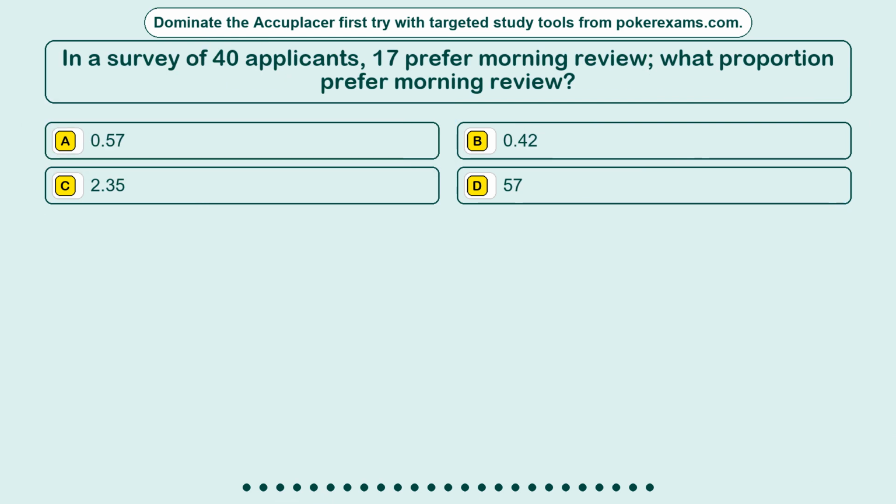Question 9. In a survey of 40 applicants, 17 prefer morning review. What proportion prefer morning review? Option A, 0.57. Option B, 0.42. Option C, 2.35. Option D, 57.